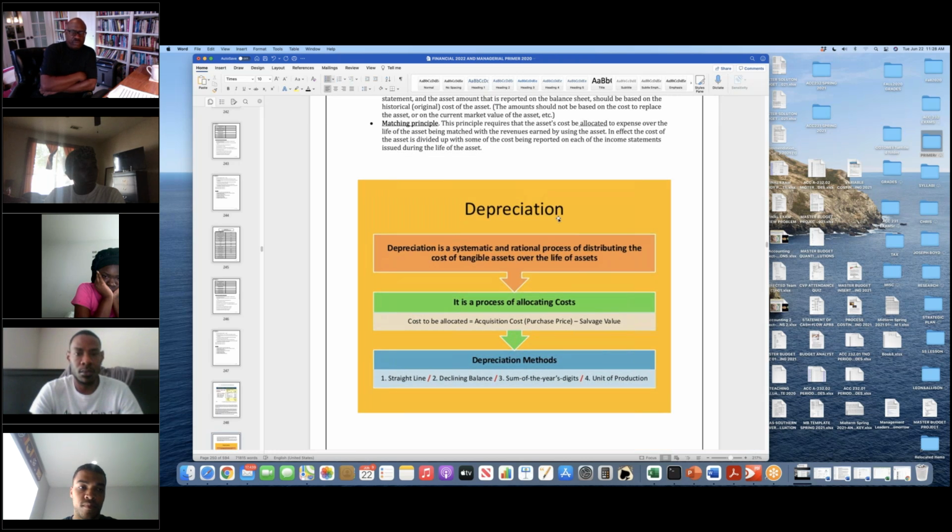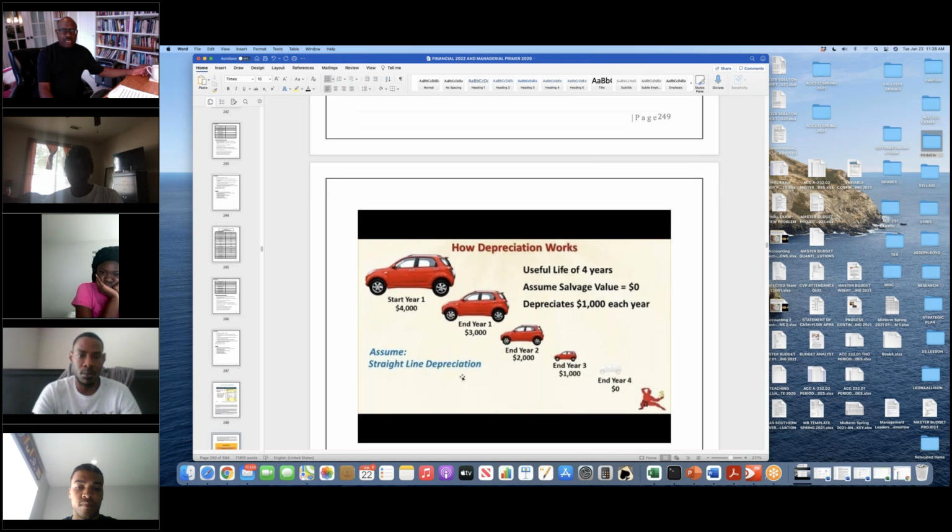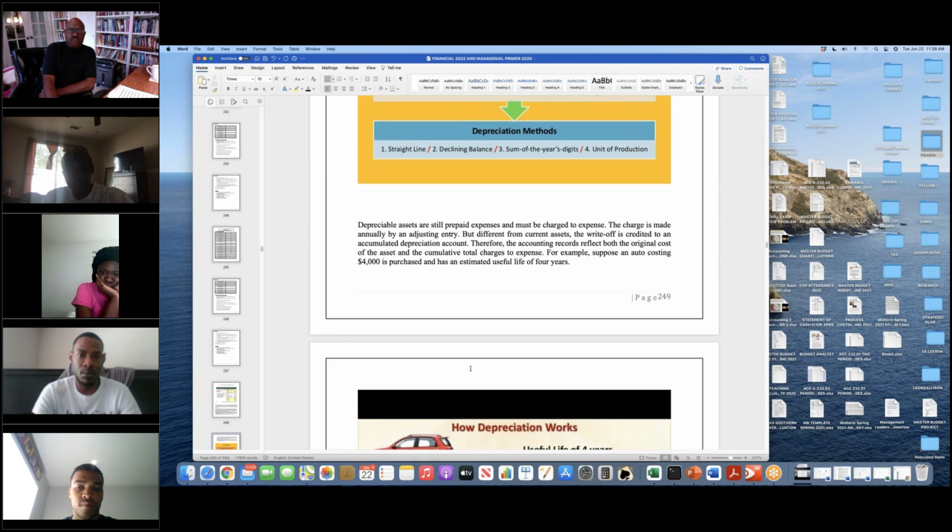So depreciation, this little definition: a systematic and rational process of distributing the cost of tangible assets over the life. It's a process of allocating costs. And there are various methods to allocate that cost. We're only working with two: straight line depreciation and declining balance. So we're only working with two. This example sort of shows you what's happening.